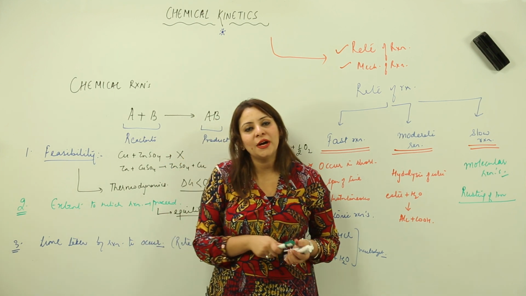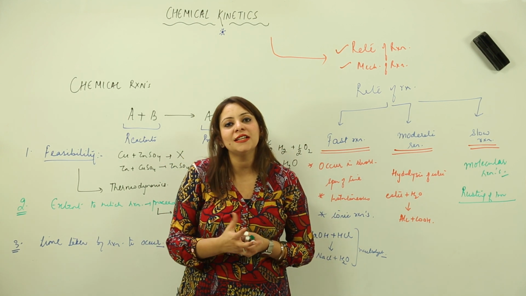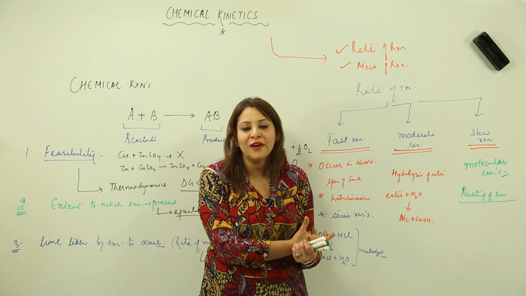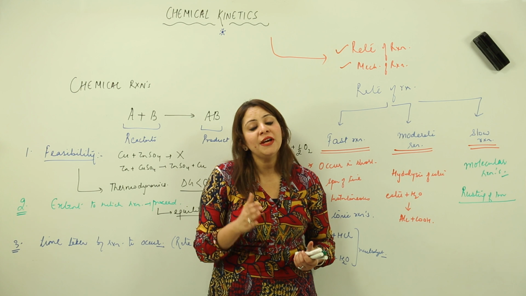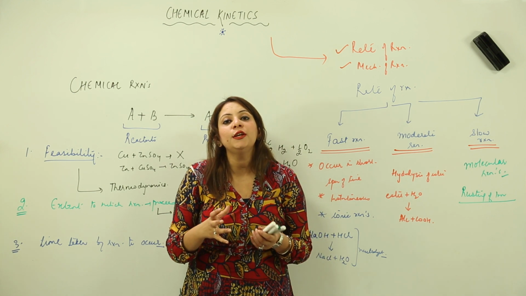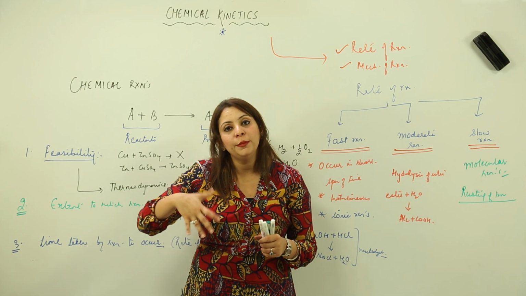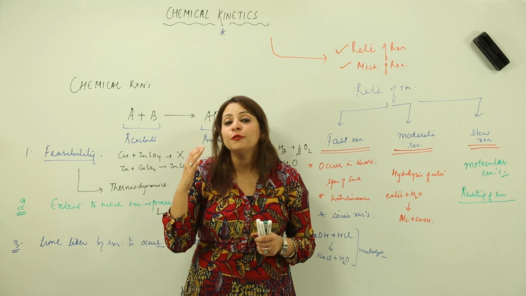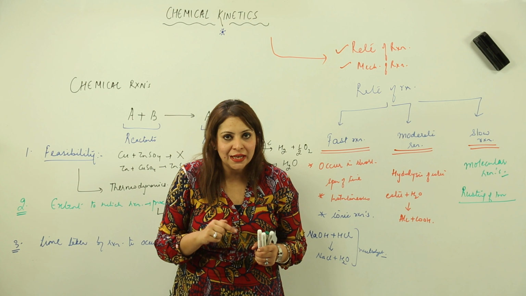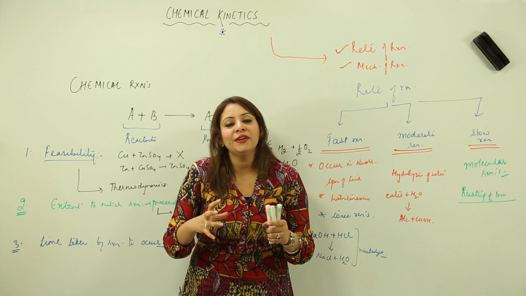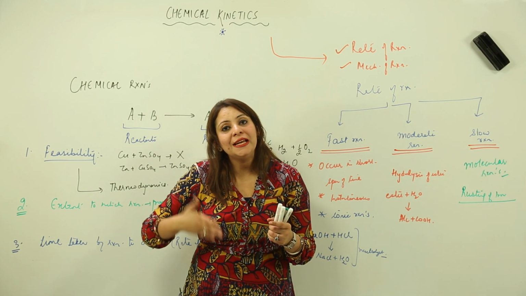Now the question must be striking in your mind: what is the reason that a few reactions are fast, a few are slow and a few are moderate? You should be aware that a chemical reaction involves the breaking of bonds and the forming of new bonds, right? For breaking a bond we need energy. That means we need to supply energy from outside, but in forming a bond, energy is released.